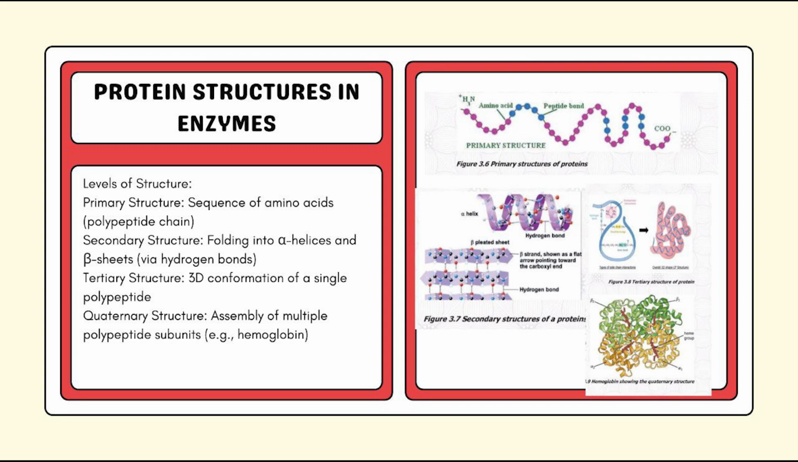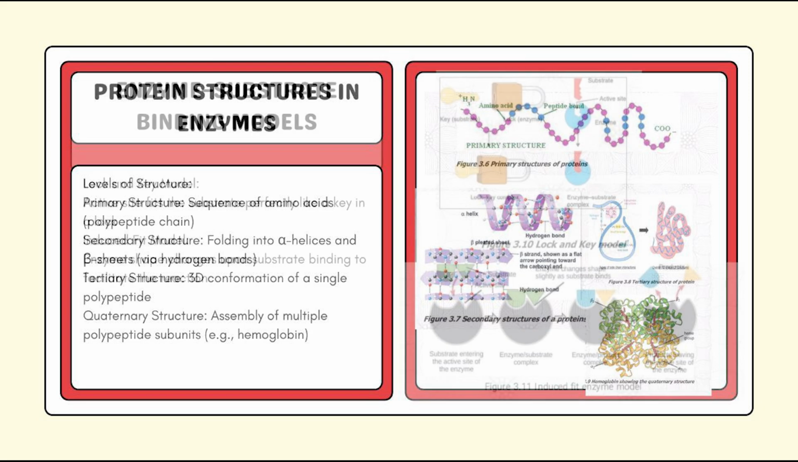The fourth one is quaternary structure, the assembly of multiple protein subunits into a larger complex, such as hemoglobin. Figures 3.6 through 3.9 and table 3.2 give us an overview of the structural levels.